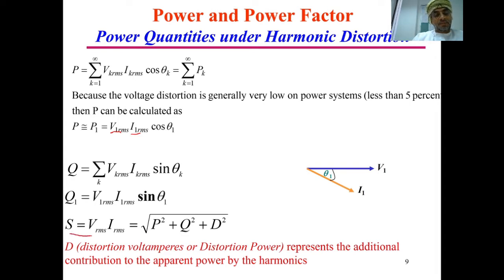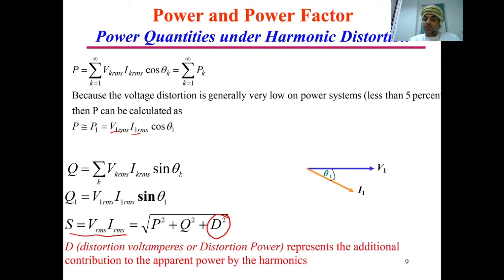Now what will be the apparent power? Of course, the general equation for the apparent power is V root mean square times I root mean square. But here again, we need to consider the effect of all harmonics. So we have another factor here. This factor is called distortion volt-ampere, or distortion power, and it represents the additional contribution to the apparent power by the harmonics.